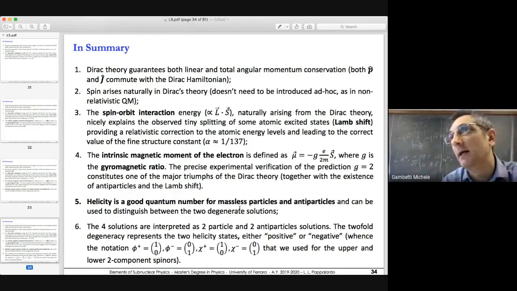And this explains why, in the previous lesson, we also used the notation phi plus, phi minus, k plus, and k minus for the 2 component spinors, okay? So these phi plus and k plus correspond to the positive helicity, and phi minus, k minus to the negative helicity, okay? So we have now completely understood why the Dirac equation provides 4 different solutions, and we also made a physical interpretation of this.